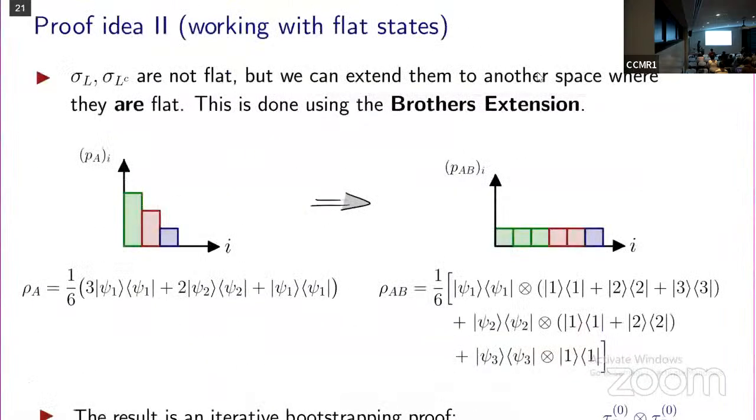And this is the second new ingredient in the proof, and we are using a technique pioneered by Jain and Zhou, which is called the brother extension.